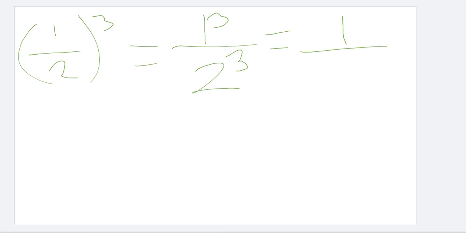Now when such questions come, like 1 by 2 to the power 3, how do you solve it? When you open the brackets, it simply becomes 1 to the power 3 and 2 to the power 3. So 1 to the power 3, because 1 times 1 times 1 is 1, so it will be 1 upon 2 to the power 3, which is 8. Alright, so this is how you solve the fraction questions.